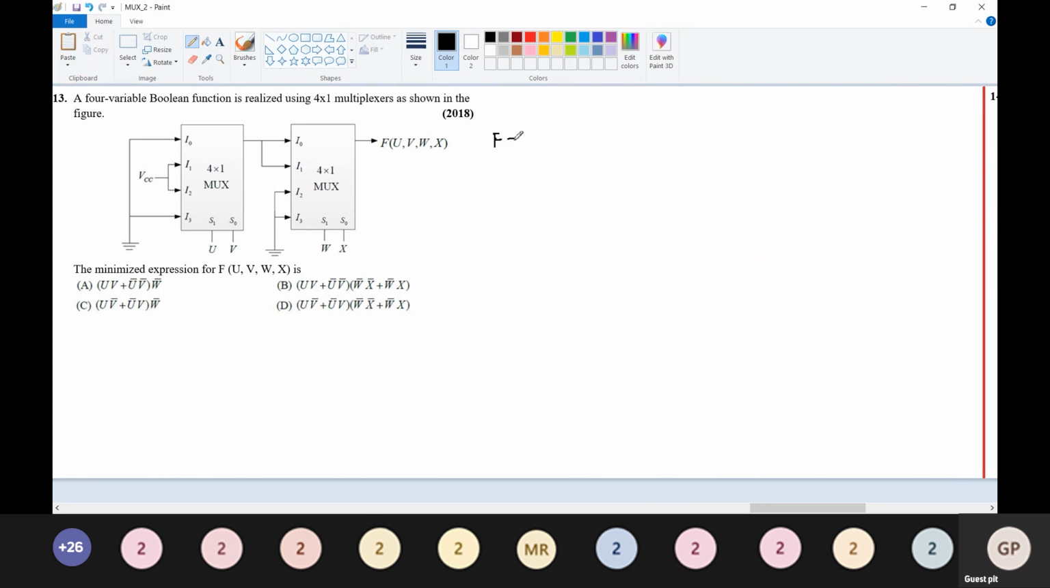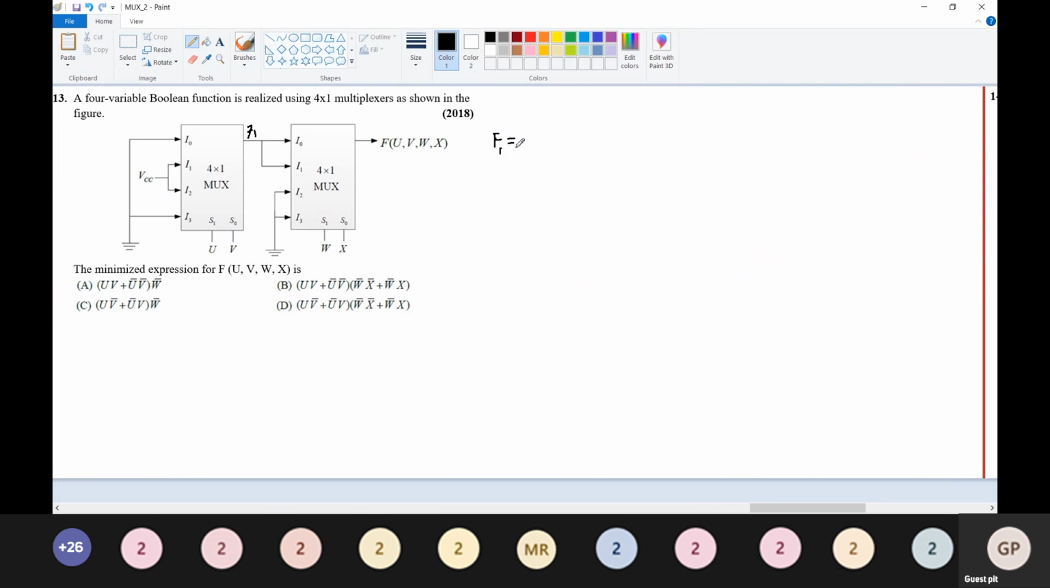F is equal to, here, first we'll write for the first 4:1 mux. Here the selection lines are U and V. Therefore, I'll take this output as F1 and the final output as F. First I'll write it for F1.